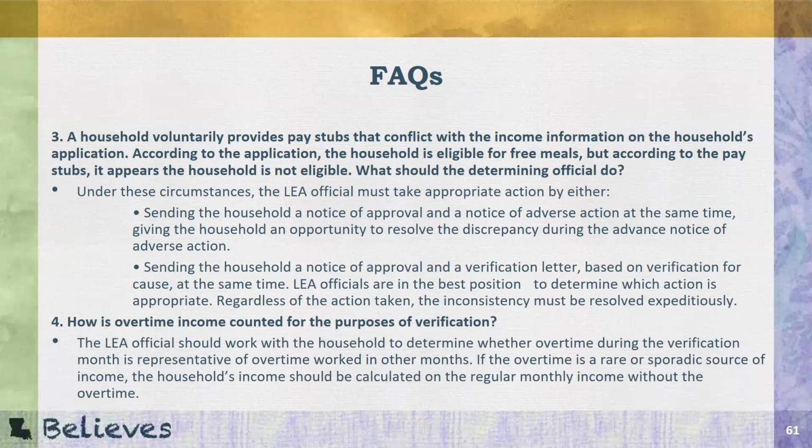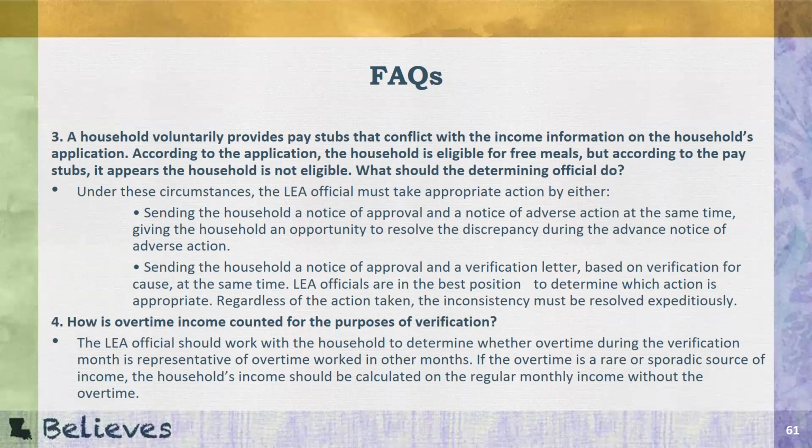Question 3. A household voluntarily provides pay stubs that conflict with the income information on the household's application. According to the application, the household is eligible for free meals, but according to the pay stubs, it appears the household is not eligible. What should the determining official do?